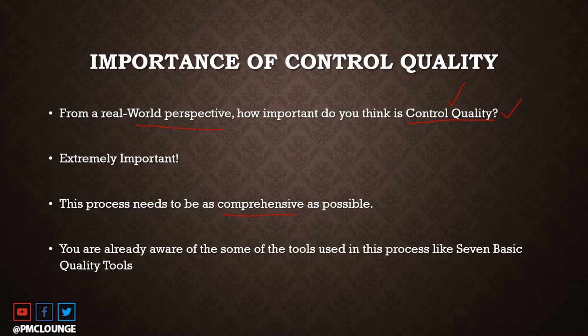Like I said in the beginning of this video, you're already aware of some of the tools used in this process, like the 7 basic quality tools. Third link in the description is going to be a playlist of all the 7 basic quality tools. There are going to be 7 videos. Check them out. Very important. Those again are basically tools and techniques that are used in the control quality process as well.